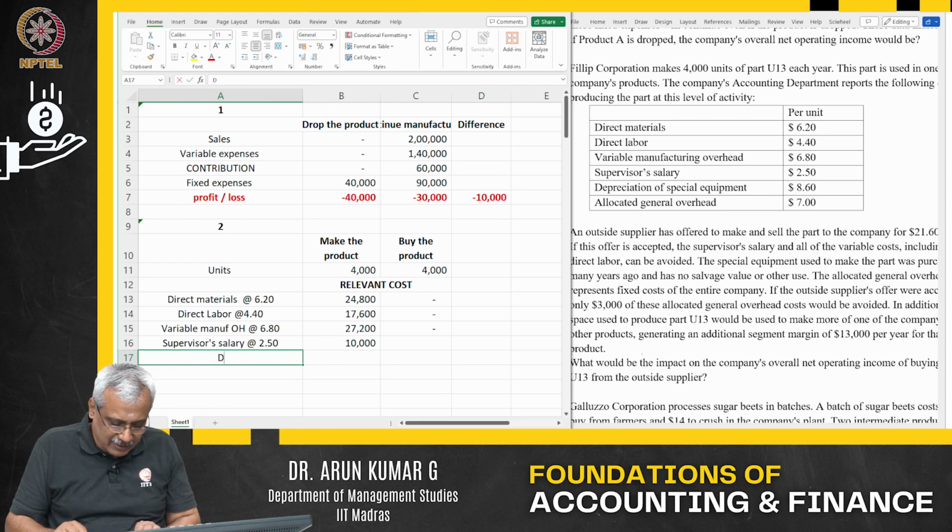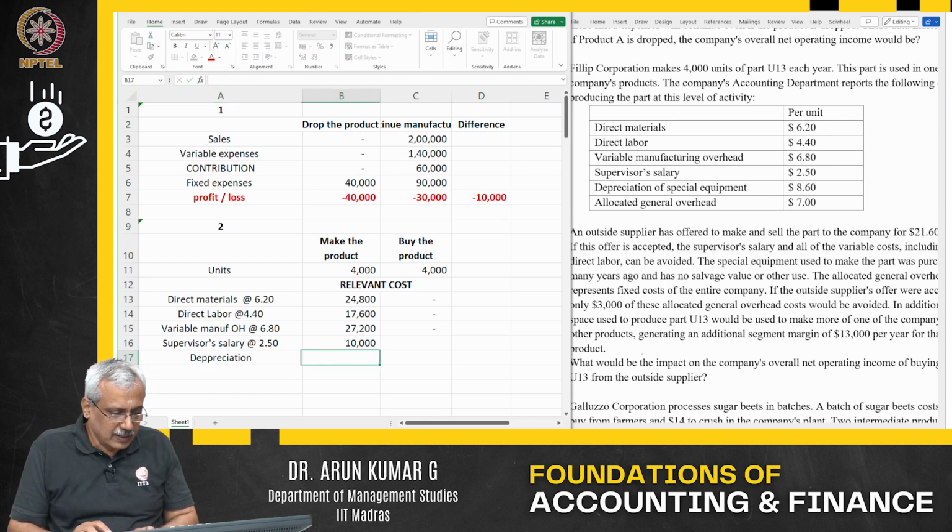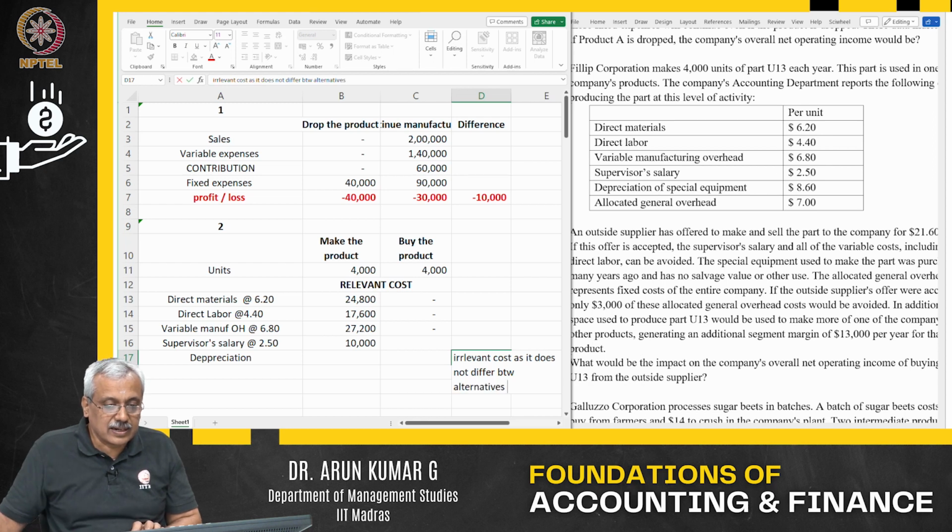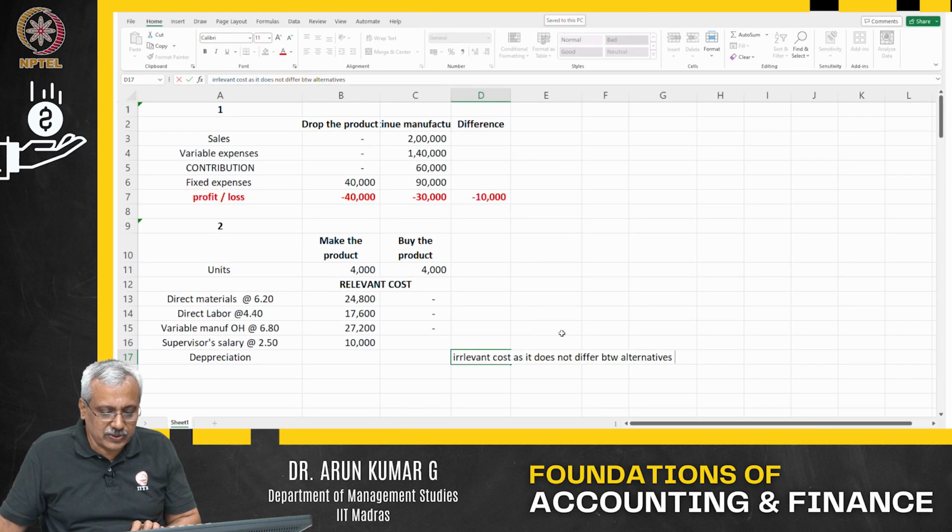So, let me write: depreciation is irrelevant cost as it does not differ between alternatives. I am just going to use this and let it be like this out here.